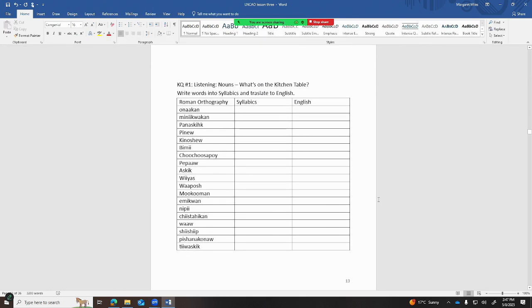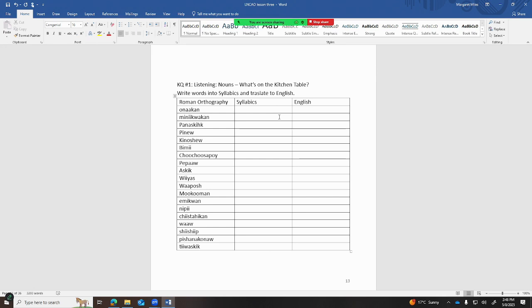Key question 1, listening. Nouns, what's on the kitchen table? Write the words into syllabics and translate to English. So the first column is written in Roman orthography. Second column is syllabics, and the third is English. The first word, unagan. So you would write it into syllabics in the second column and translate it to English.